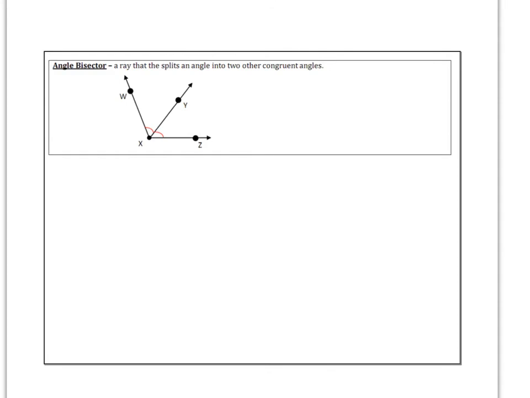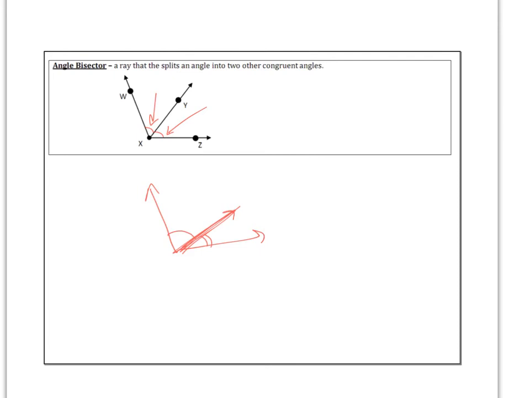Now notice in here we have 2 little red curves. That means that those angles are congruent to each other. If I would have had something like this, where I have maybe 1 curve here and 2 curves here, those angles are not congruent to each other, and that ray in the middle would not be an angle bisector. So a bisector cuts it perfectly in half.